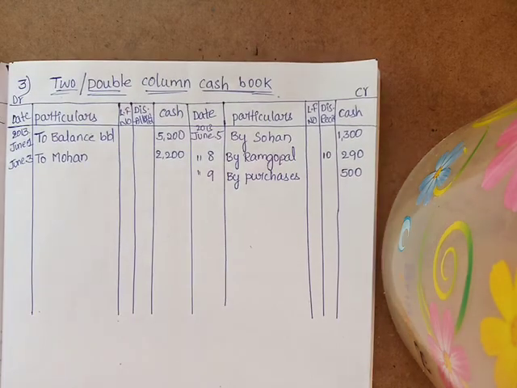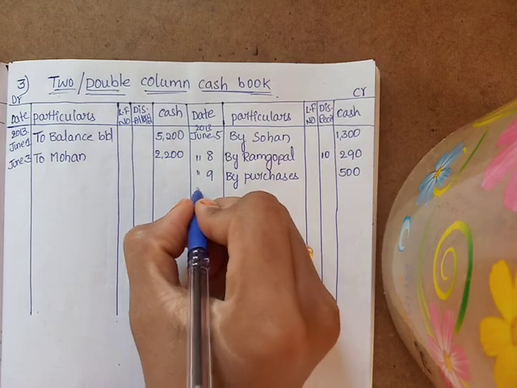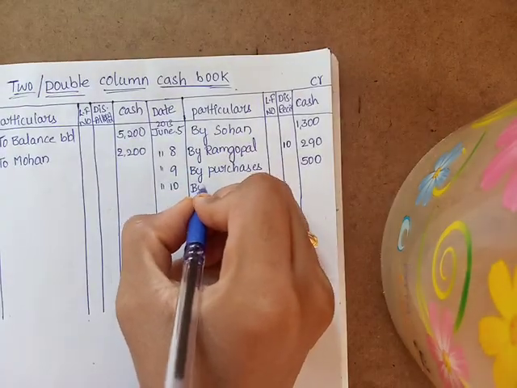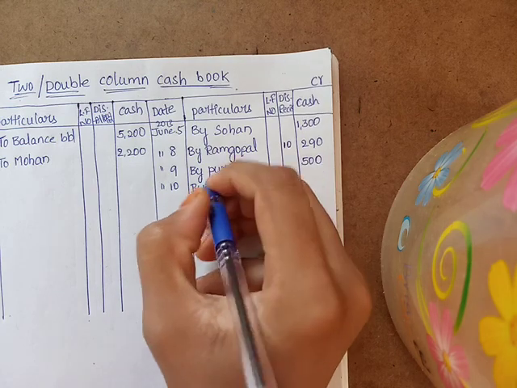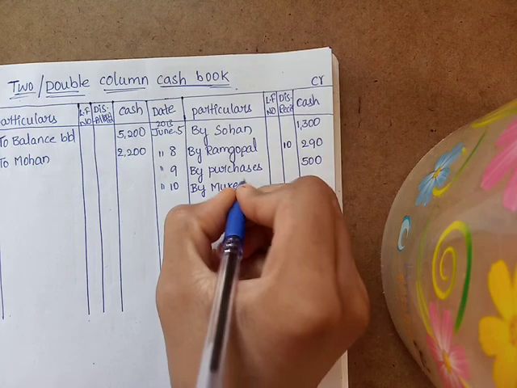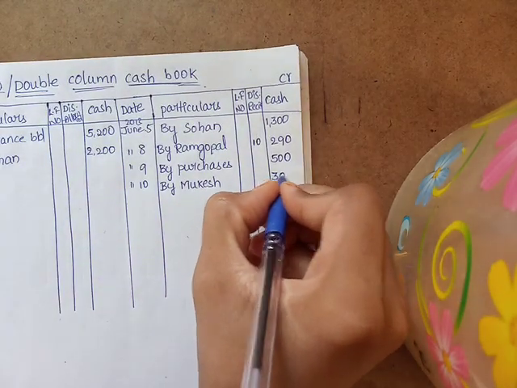Next, paid Mukesh. Cash paid to Mukesh. What is that entry? Mukesh account debit to cash account. So cash account is credit side. So on that credit side of the cash book, by Mukesh, rupees 300.